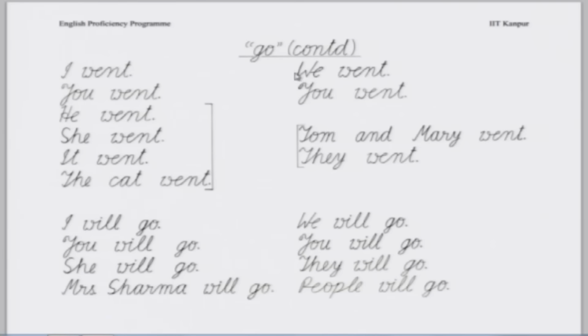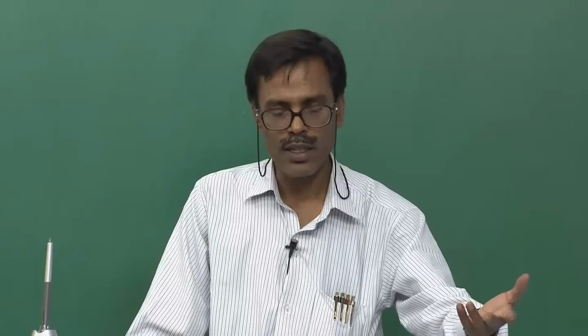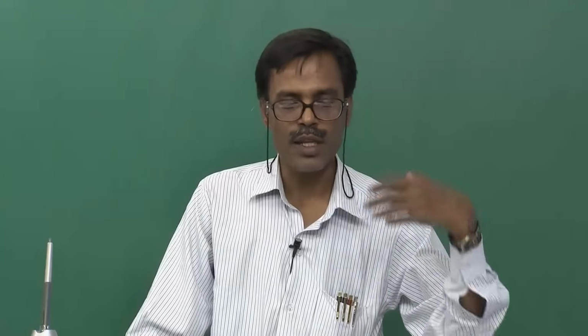I went, we went, you went, he went, she went, it went, the cat went. Similarly, Tom and Mary went, they went. So whether there is only one person here or many, in either case, it will be went, same form. This is woh gaya tha, woh gayi thi. Unlike in Hindi, in English, went is the same form.